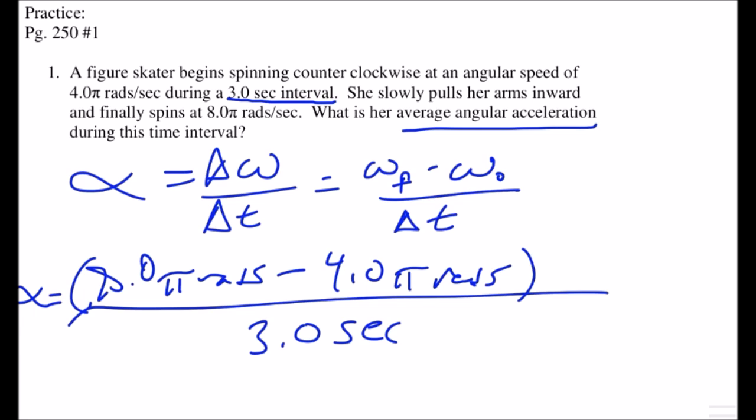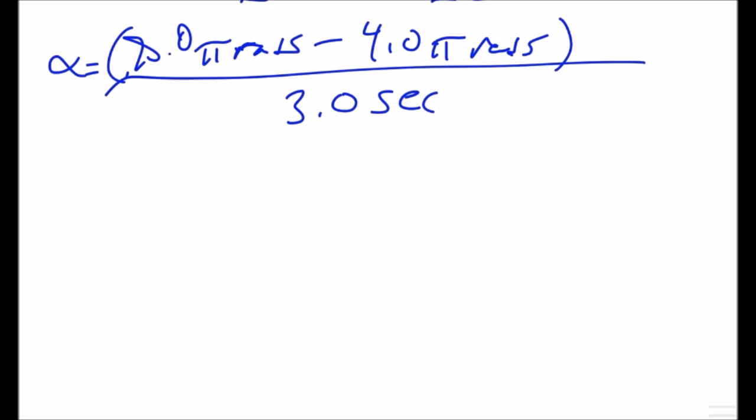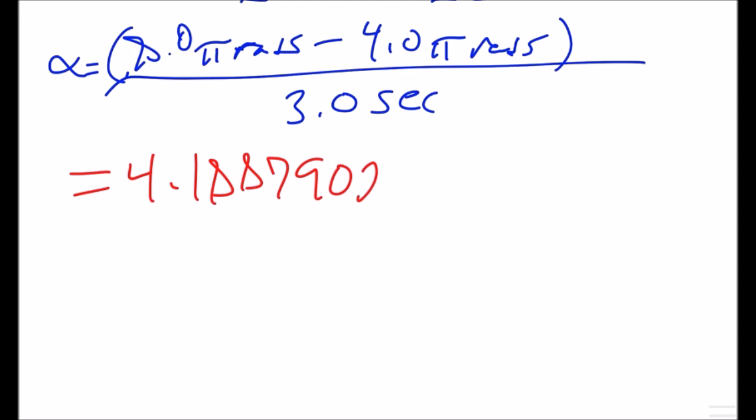All right, so go type that in your calculator, and let's come up with an answer. All right, who's got it? Brady? You want the whole number or just the sig thing? The whole number, please. 4.188790205 radians per second squared. Very good.